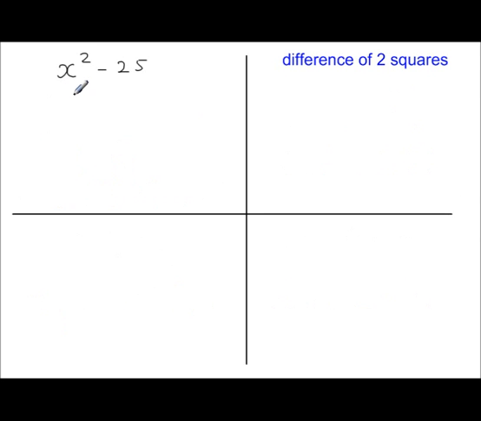Factorizing two-term quadratics, where you only have the x squared term and the constant, and the constant is some square number. To factorize x squared minus 25, we should first look at the difference of two squares and what this means.